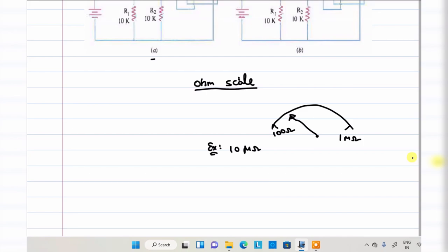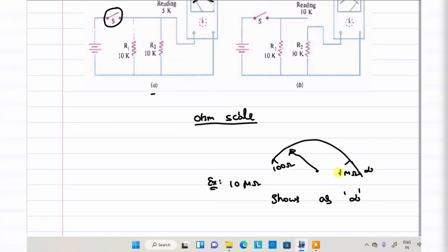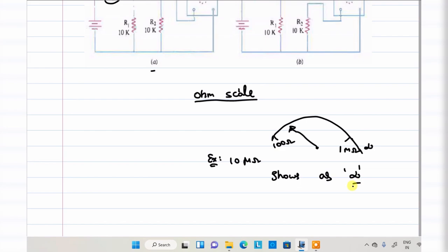In the examination, they will ask this type of question. What will happen? That particular point shows as infinity. The infinity point here means the value of resistance is more than the scale rating. That means this particular ohmmeter's maximum scale is 1 mega ohm. Full scale deflection is 1 mega ohm. So if we connect more than that, the pointer shows infinity.